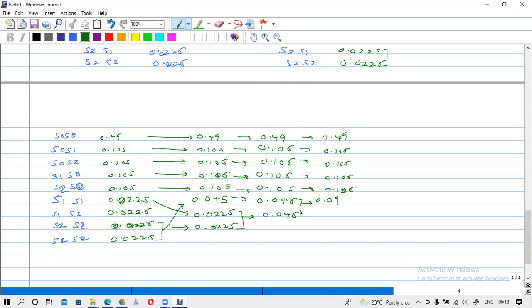Correct. So if I add these two, I'm not doing any mistake here, no? I hope I am not doing. Now I add these two. Now I add these two. What happened? It is 0.195. Now it is moving here, no? Now it is moving here.